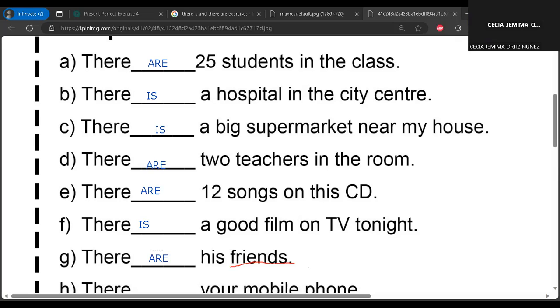And the last one, vamos a ver here, we can move it a little bit. There is your mobile phone. There is your mobile phone. All right, excellent. So you got it this correctly. Super good. Okay, so no more questions about this topic. It was easy, yes or no?